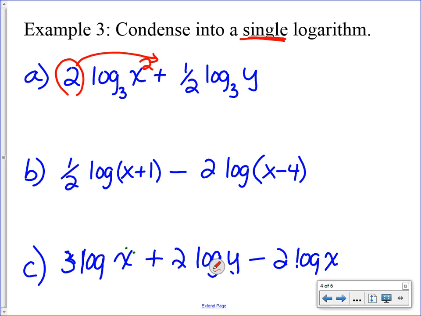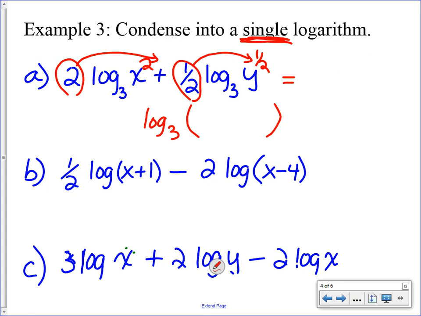And we have 1/2 times log base 3 of y. We can move that 1/2 to an exponent. And then because we're adding the logarithms, we can condense it into a single logarithm. So we'll have log base 3 of, and I always tell my students, you're condensing into a single logarithm. You should only be writing a single logarithm. So it's going to be log base 3, and then just put a big set of parentheses because we're going to condense the expressions into that set of parentheses.